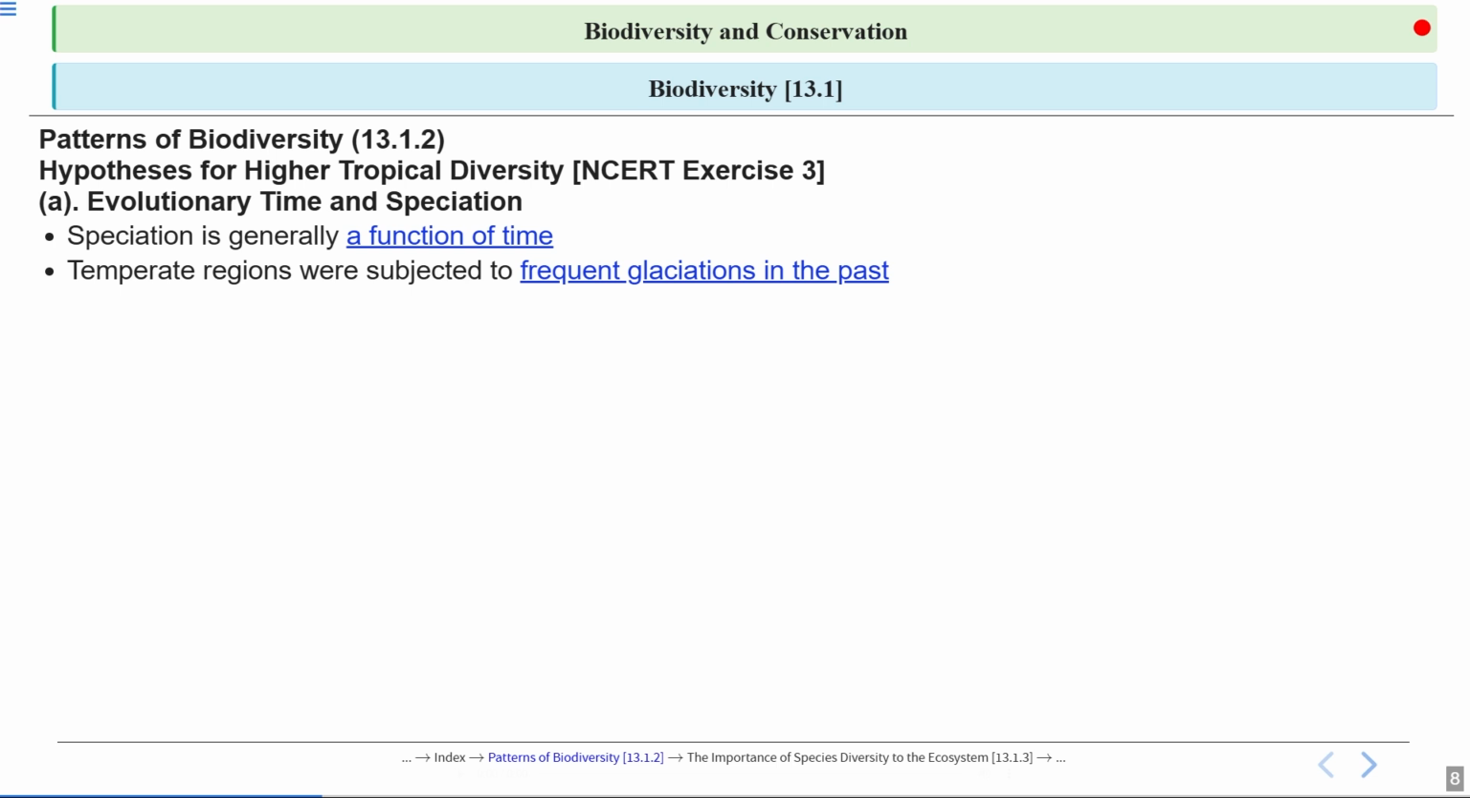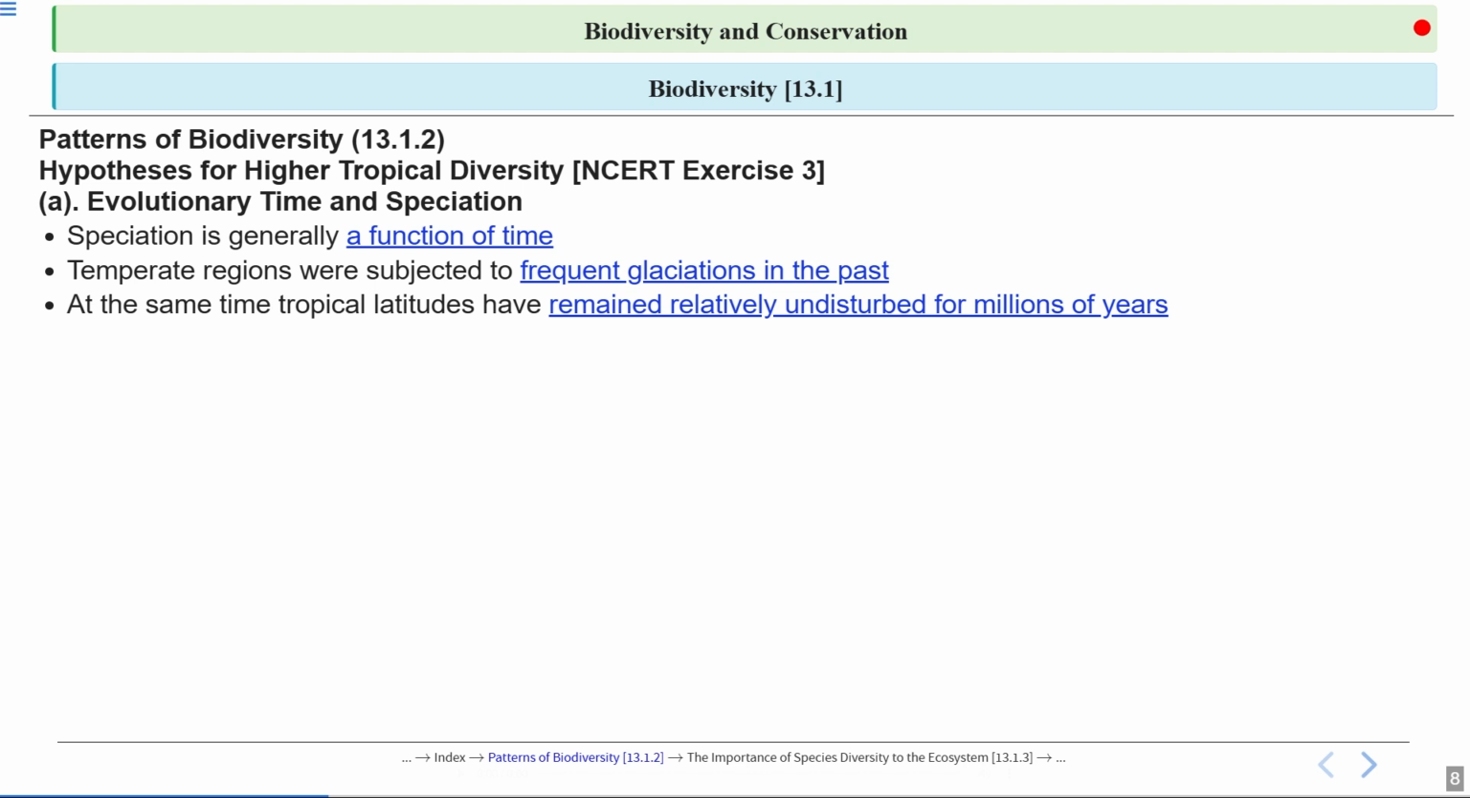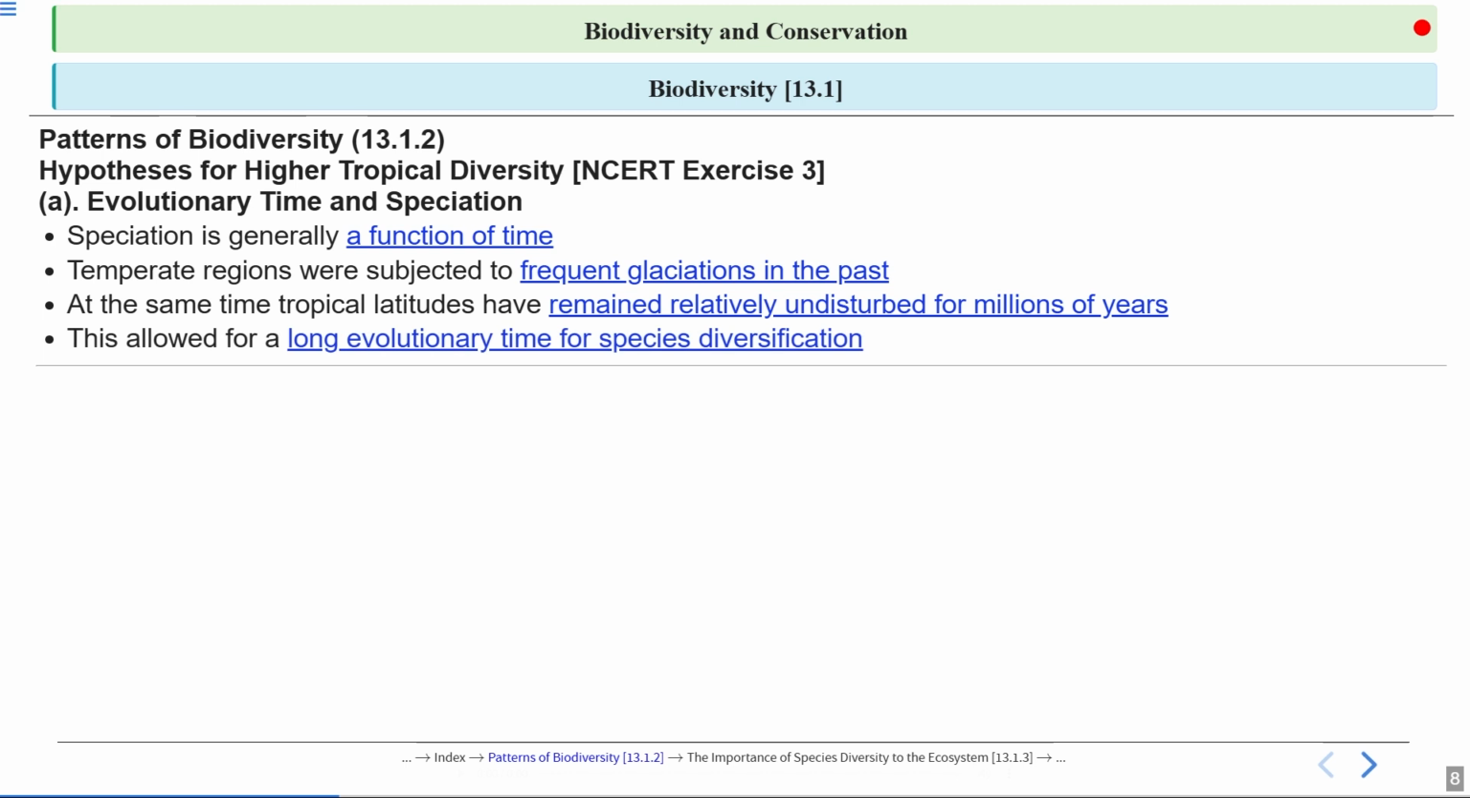Now you can see temperate regions were subjected to frequent glaciation in the past. So these regions were not stable because of the frequent glaciation. At the same time, the tropical latitudes have remained relatively undisturbed for millions of years. So tropical regions were undisturbed, and this allowed a long evolutionary time for species diversification. As the tropical regions were undisturbed, this gave more time for a particular organism to evolve into a new species.